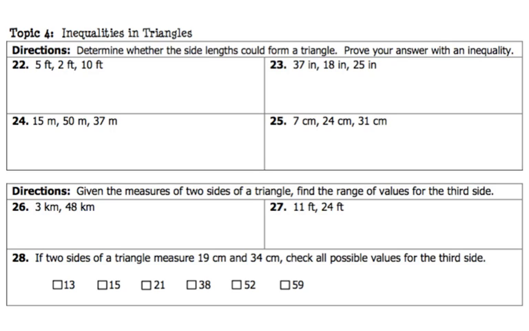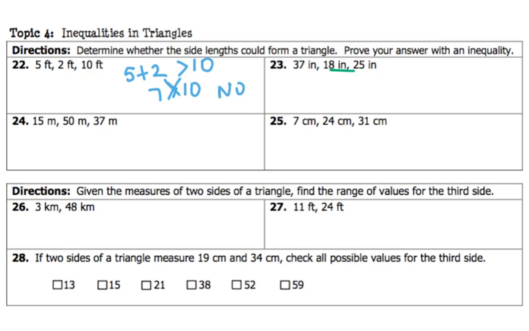Welcome back. Okay, we're going to determine if the side lengths could form a triangle and prove your answer with an inequality. In our first example, number 22, we take our 2 smaller side lengths and see if they are greater than our largest, which is 10. So we do 2 plus 5. Is that greater than 10? 7 is not greater than 10. That's not possible, so this one is a no.